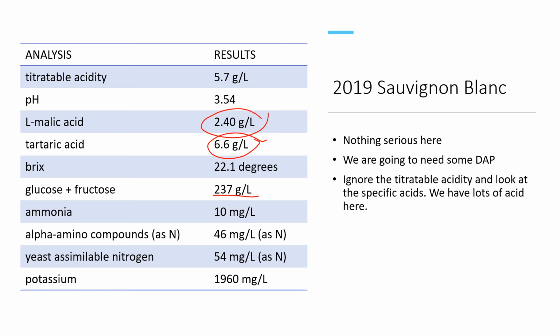Nice moderate Brix. Not so good on the YAN here. This is not enough to get us through, so we're going to have to add some DAP to this wine, or juice I should say. So basically, I'm really happy with these numbers. We're not going to get an elevated finished alcohol here because we have 23.7 actual degrees Brix. Nice looking fresh acids, and we do have a YAN that requires a DAP add.